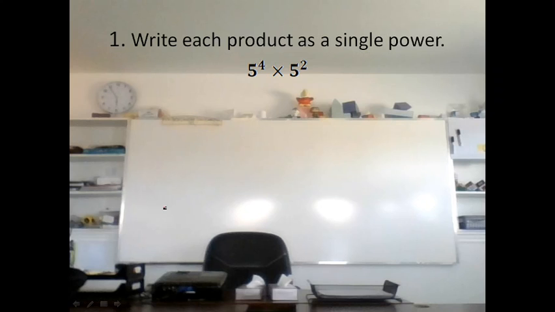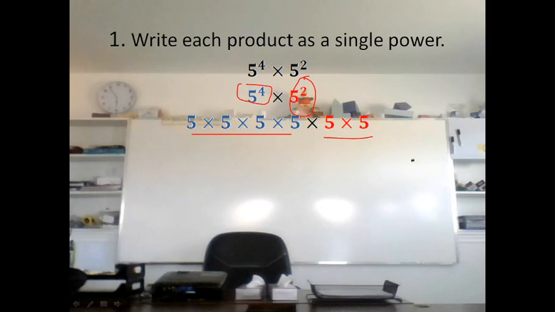as repeated multiplication. 5 to the power of 2 times 5 to the power of 4 becomes 5 times 5 times 5 times 5 times 5 times 5. And you can see how it's broken up, with the first power right here being broken up right here, and the second power right here being broken up right here. You can see that we have 5 multiplied by itself 6 times. So now you can rewrite it as a single power, which would be 5 to the power of 6.